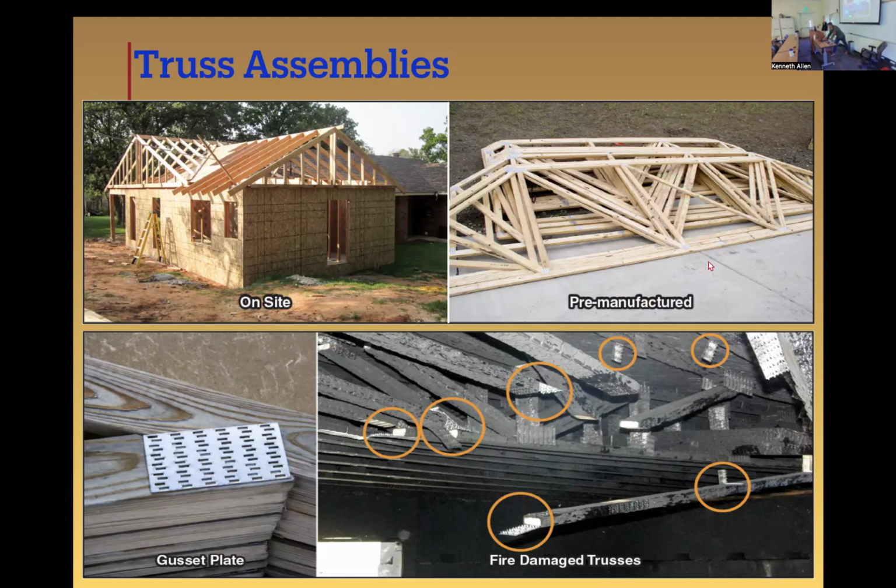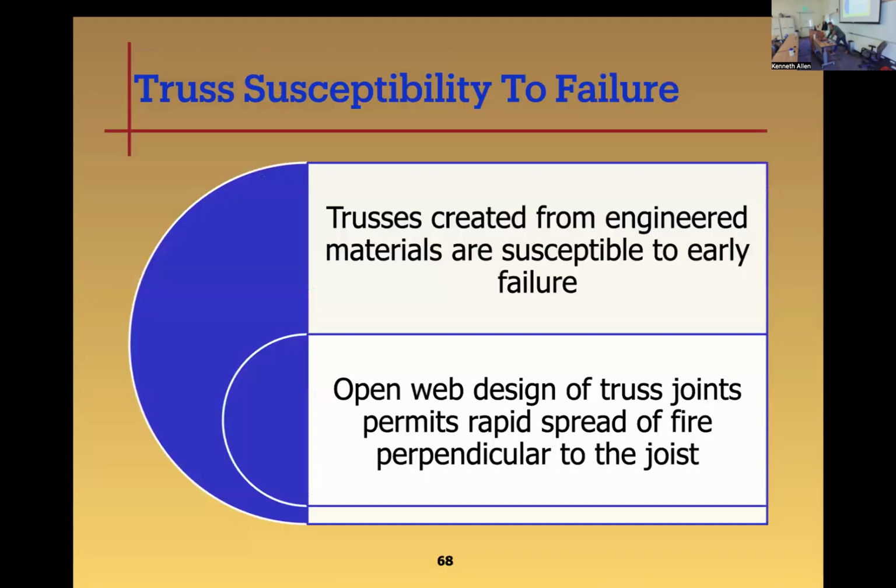Here are some pre-manufactured trusses where you can see they've placed in the gusset plates. These guys right here don't stand much torque and twist, and certainly not in a flame. So anytime that happens, you can see that there are damages to the fire trusses or the gusset plates. These will fail catastrophically.